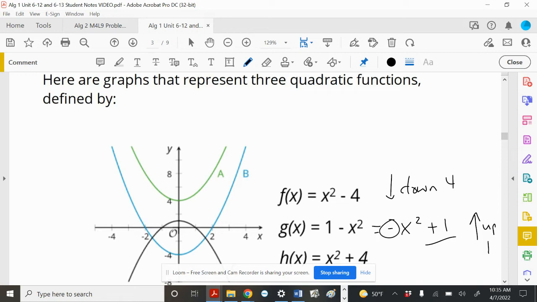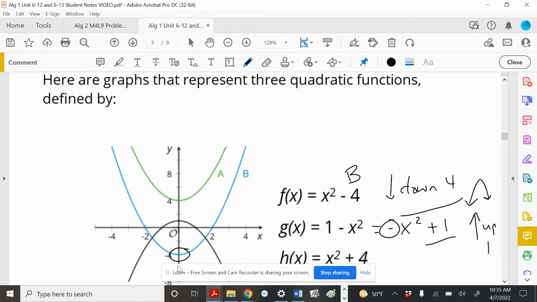And then this negative here tells me it is upside down. So it's facing this way instead of facing up. So this is facing down. So by looking at these here, this one goes down 4. So this is a parabola that goes down 4. We can see that the vertex moved down 4. So this one would be, in this case, B.